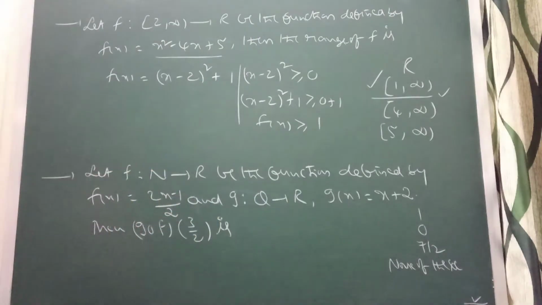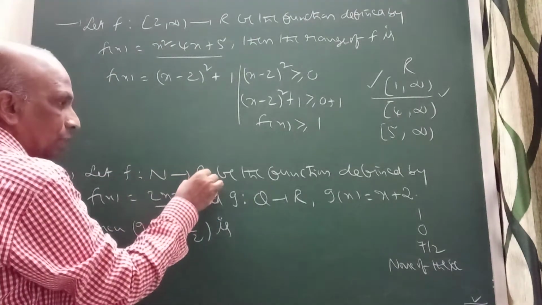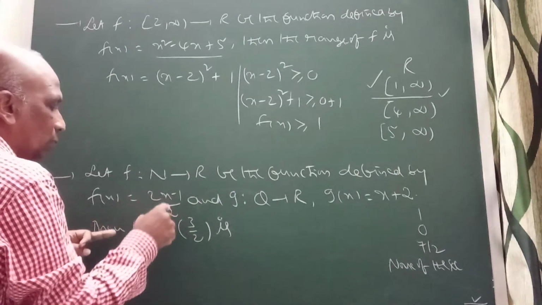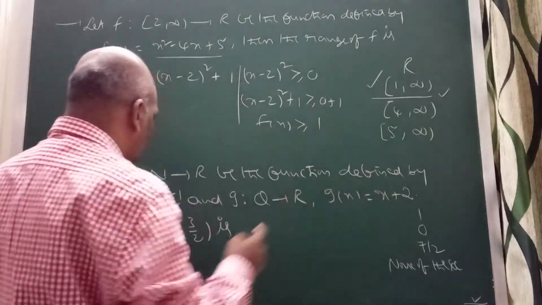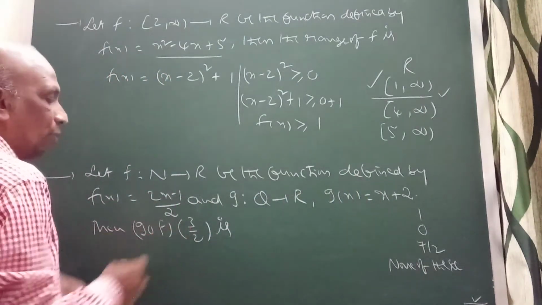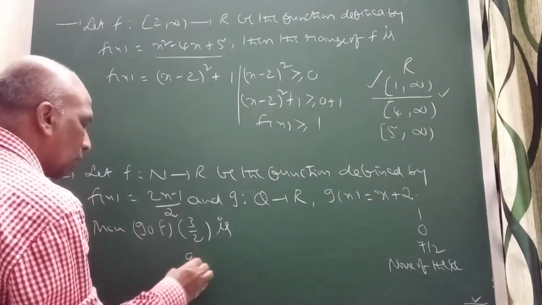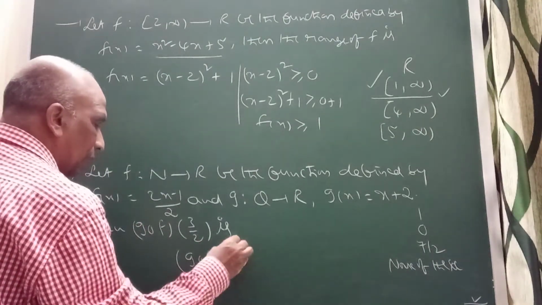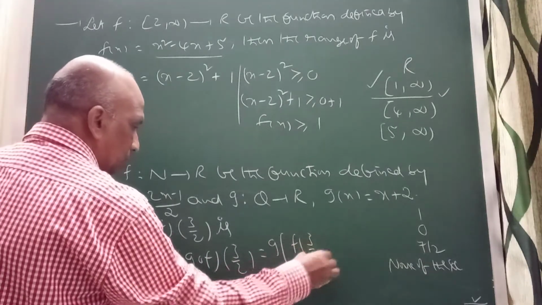Coming to this problem, f from N to R, they defined from natural numbers to real numbers, defined by f of x = 2x − 1/2, and g from Q to R, g of x = x + 2. Then they are asking g of f of 3/2. Simple logic here. When they are asking this one, you can think g of f of 3/2.